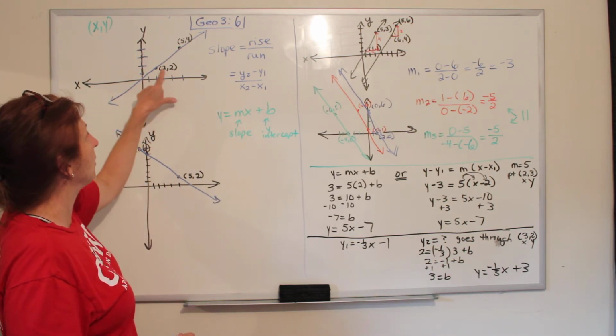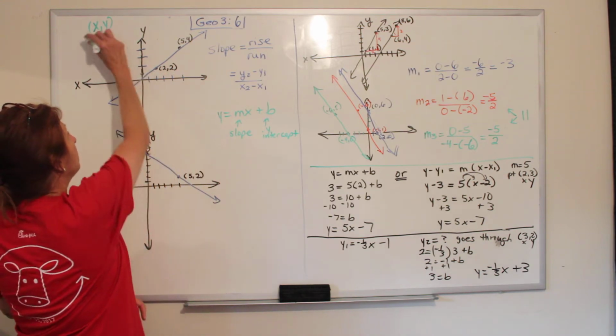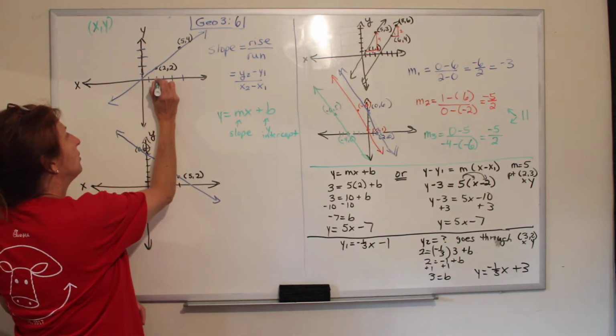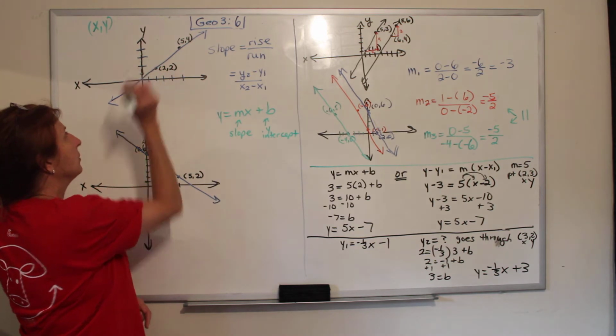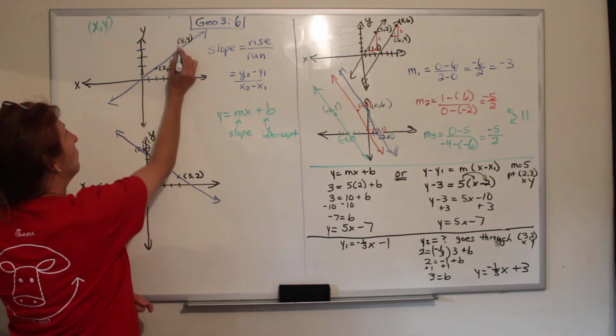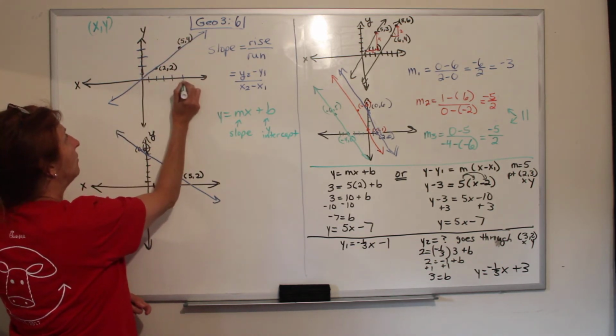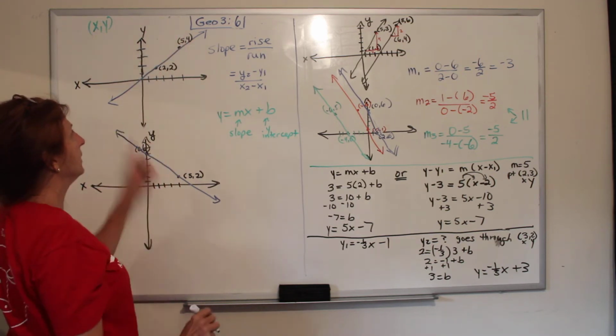Alright, so how do you graph something like (2, 2)? The first one is X, so you go over 2, and then you go up 2 and put a dot. (5, 4): 5 is X, you go out 5, up 4, and put a dot.